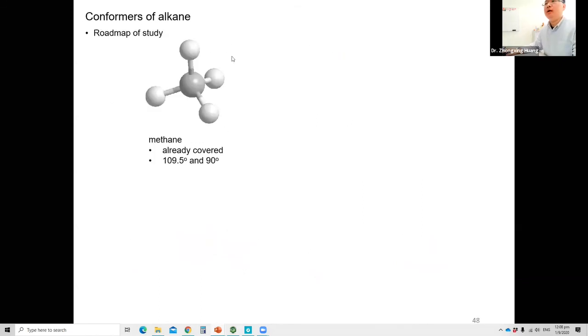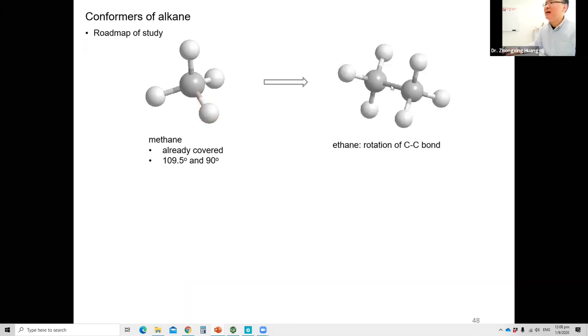So there is a roadmap of study, because we already talked about methane. If you rotate this sigma bond, nothing happens, right? Because this is a hydrogen, nothing happens. But for ethane, you have a CC sigma bond. Now, because you can rotate this, when you rotate it, these three hydrogens change place, right? They rotate, and their place relative to the other 3 CH bonds changes.